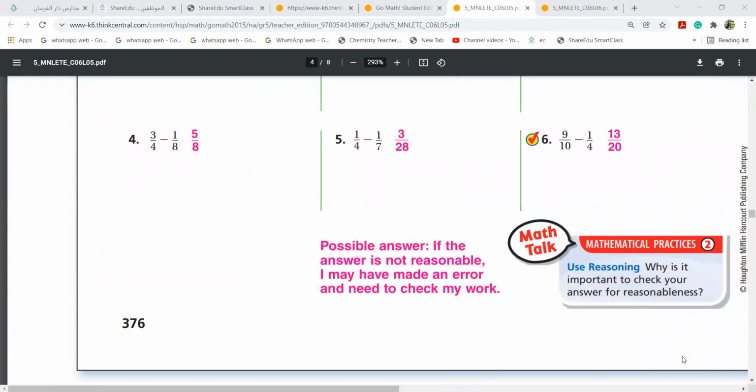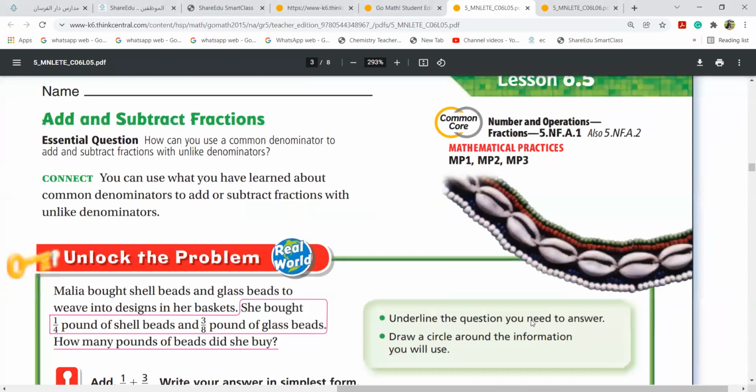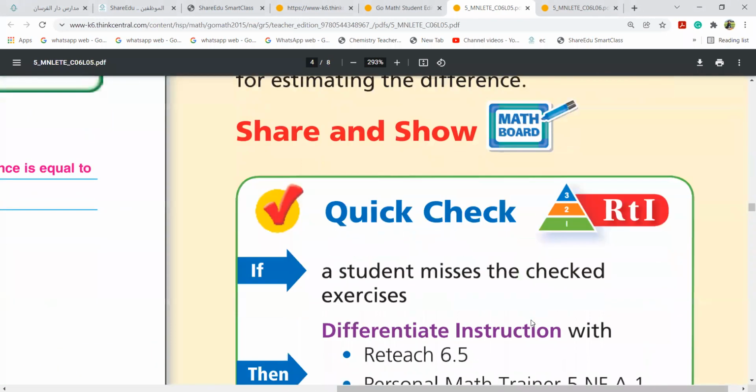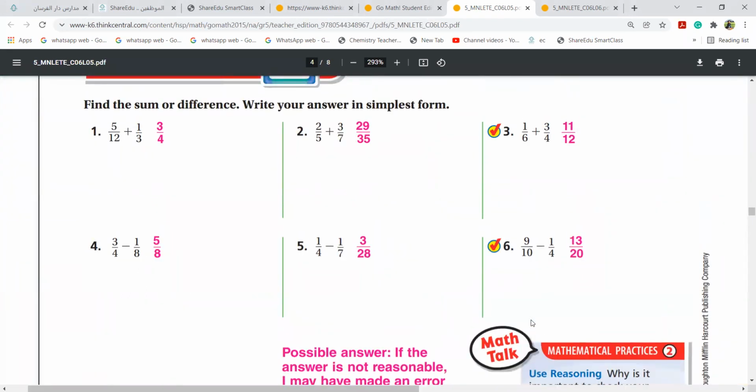Grade five girls, let us continue page 376 of lesson 6.5. Sorry, not 5.6, 6.5. Add and subtract fractions. Add and subtract fractions. Okay, I will just quickly revise what we were doing before we start with the new thing.